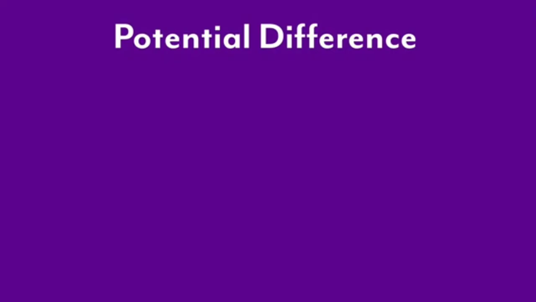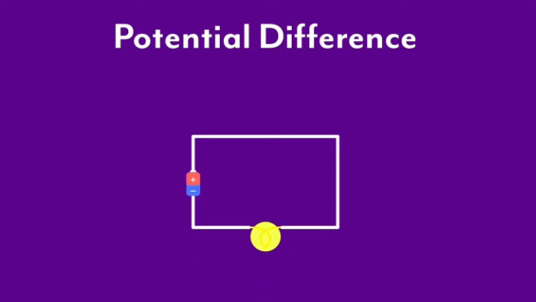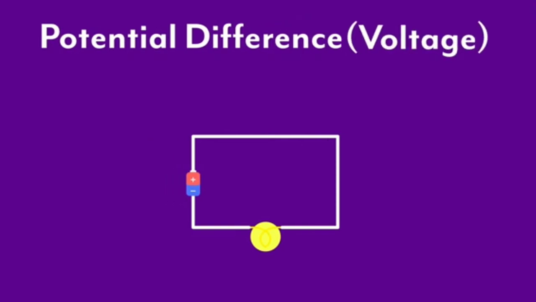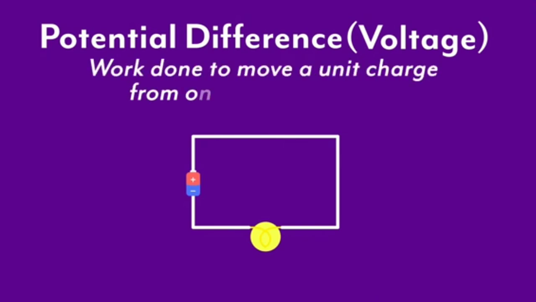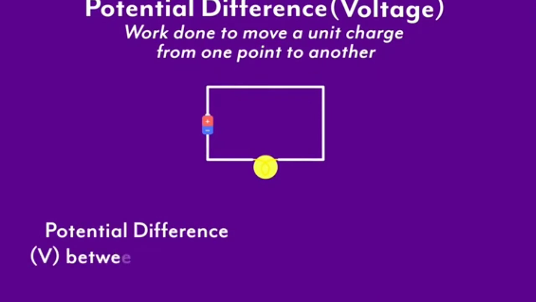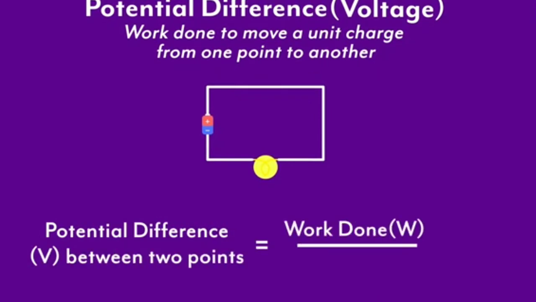What is potential difference? It is just the difference of electric pressure between the two ends of the conductor, which is made with the help of a battery or cell. It is also referred to as voltage. It can be defined as the work done to move a unit charge from one point to another. Potential difference V between any 2 points is equal to work done divided by charge, W by Q.